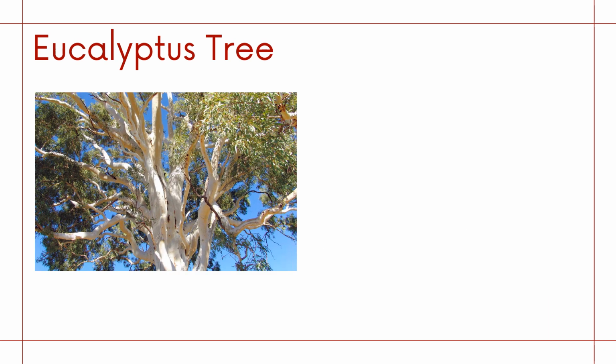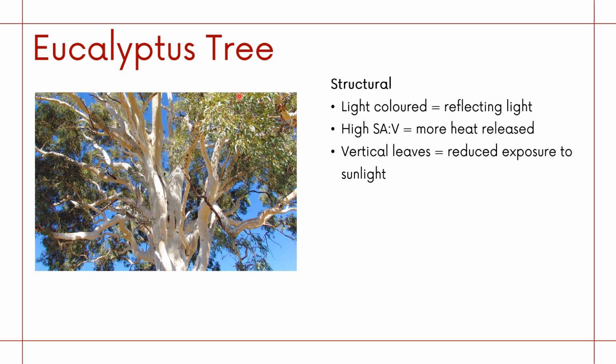Let's now look at a plant example. So we have a eucalyptus tree right here. A structural adaptation is that it's light colored. You can see the bark, it is very white. Again, if it's light colored, it's going to reflect the heat. That is an adaptation for a hot environment because the plant isn't absorbing as much heat.